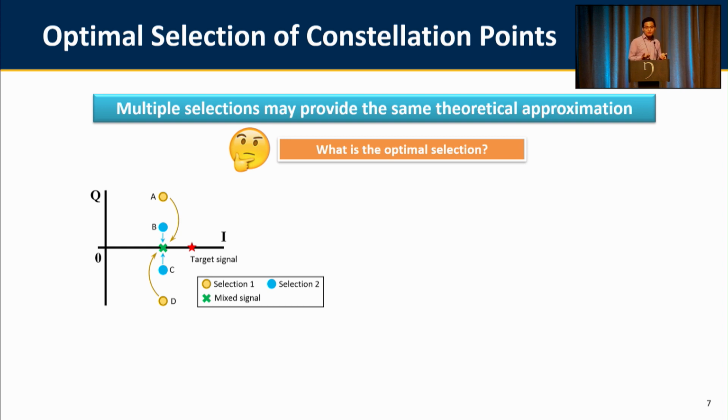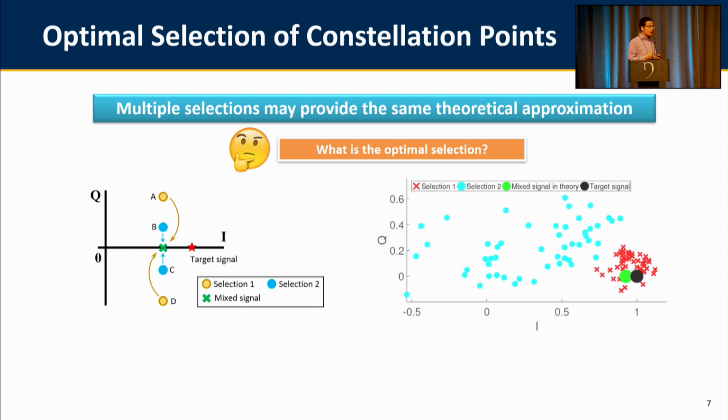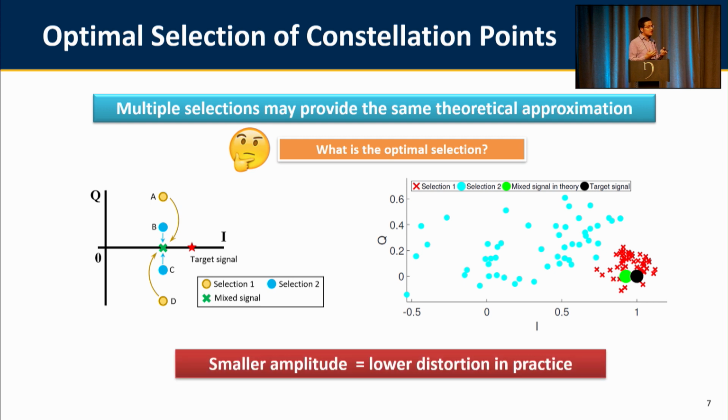To answer this question, we did some measurement study, and we found that if the constellation points you are selecting have a higher amplitude, then when these signals are practically transmitted on the air, they produce larger distortion during channel propagation. As you can see from this example, selection 1 with larger amplitude will produce much larger distortion when transmitted. So our criterion is that if you have multiple selections that provide the same theoretical approximation, we always select the set with the minimum amplitude.